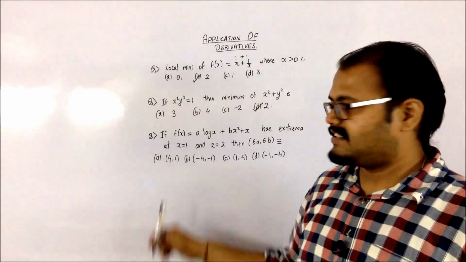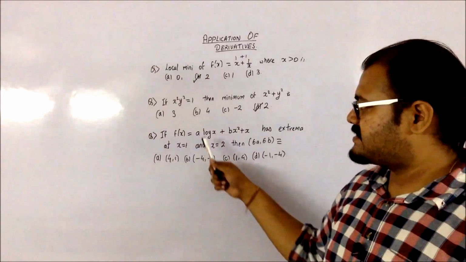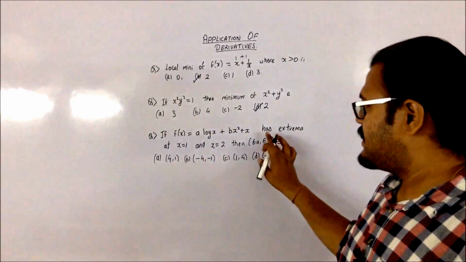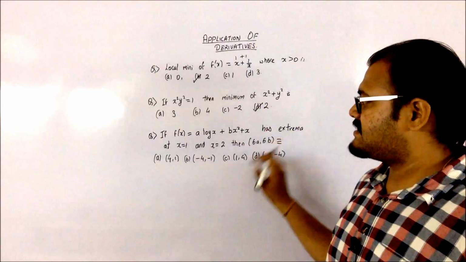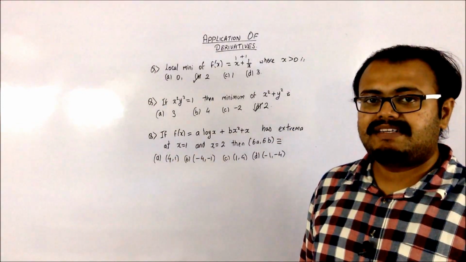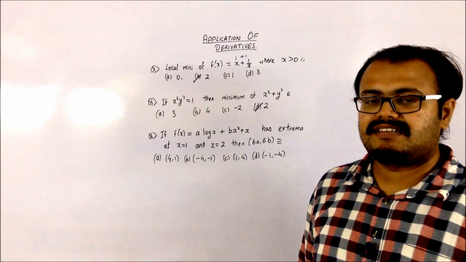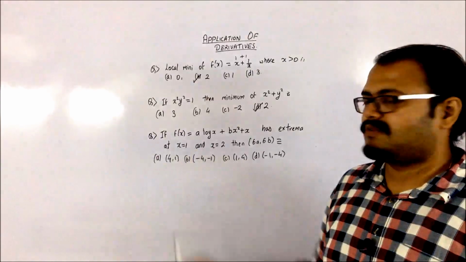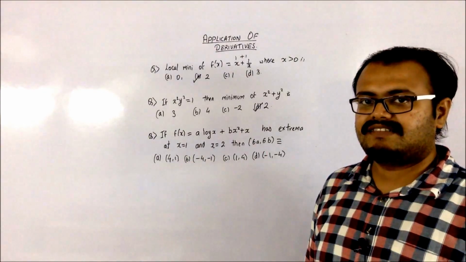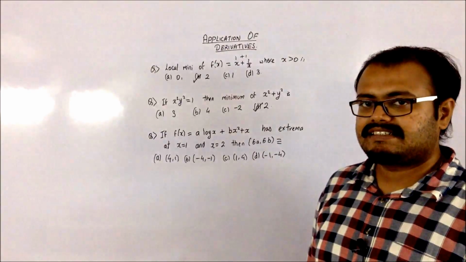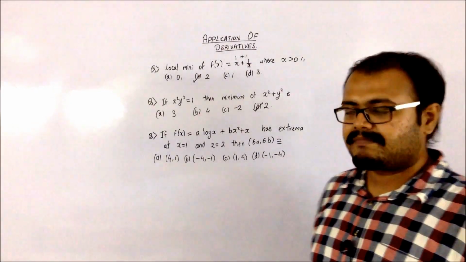Moving to the next question, they have given me a function comprising the constants a and b, which I have to find out. And they are telling us it has an extrema at x equals 1 and x equals 2. Extrema basically means the minimum and the maximum values. So they are having the minimum or the maximum at these points, that is x equals 1 and x equals 2. Then I have to find 6a comma 6b.